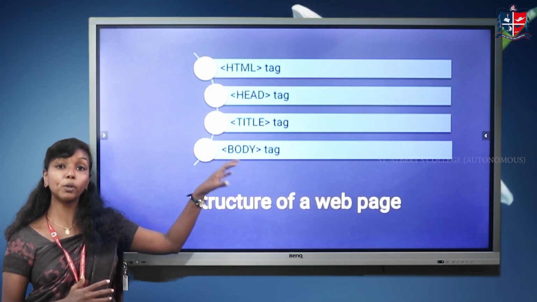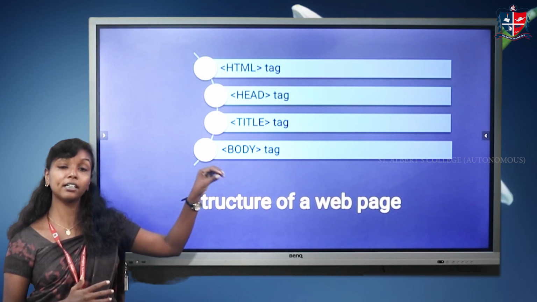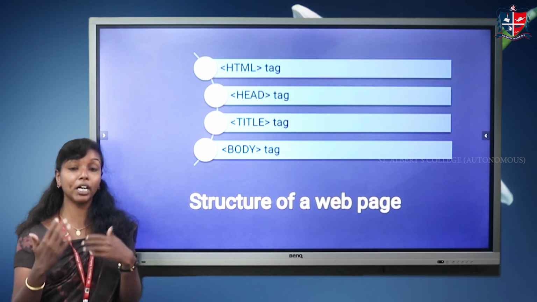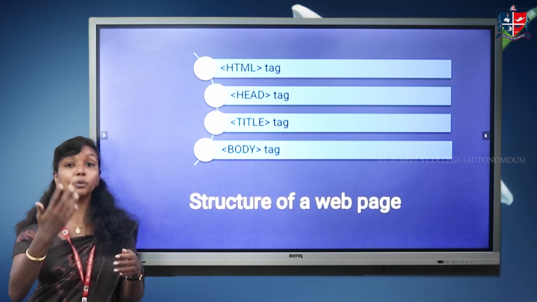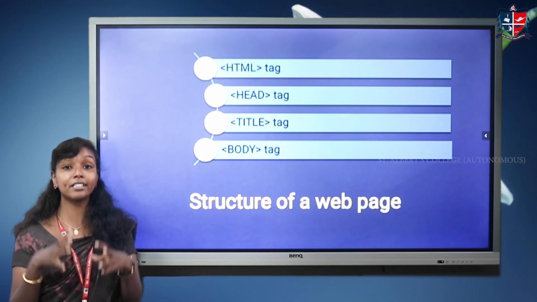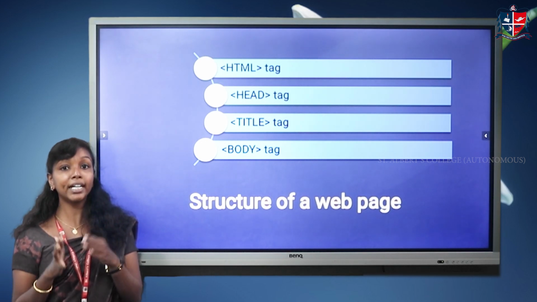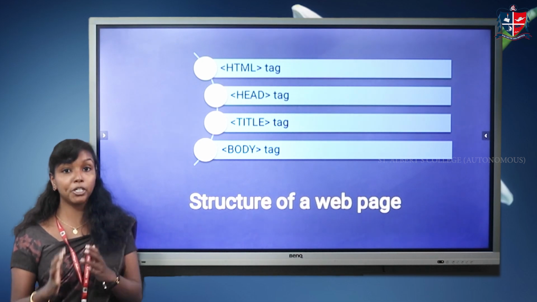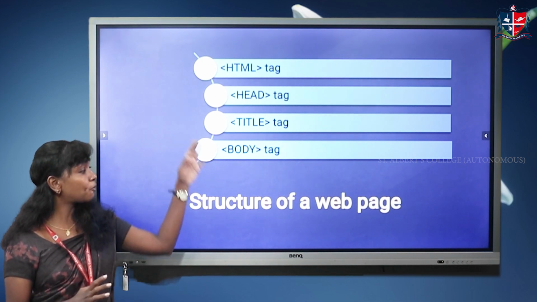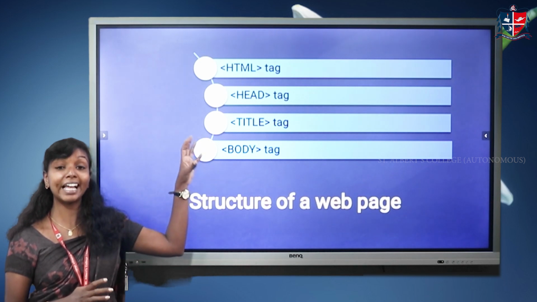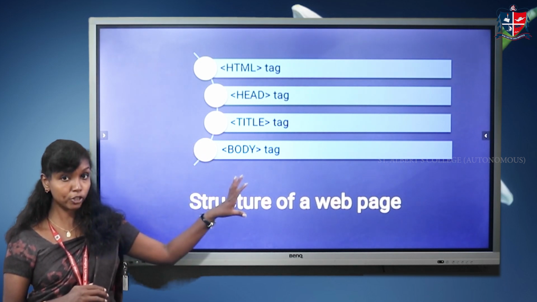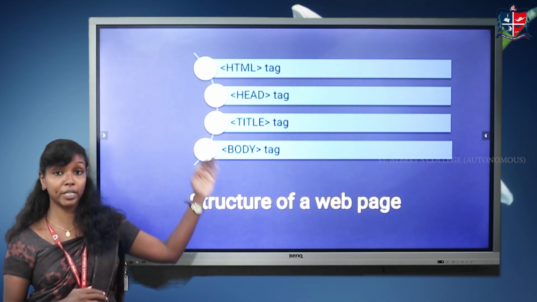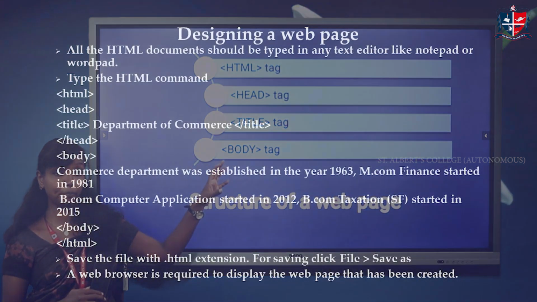Last comes the body tag. In the body tag, we enter the content of the web page. The information that we are trying to put through the web page will be entered in the body tag. So the body tag contains the basic content or information of our web page. These are the four basic elements of a web page. On the basis of these HTML elements, we create a web page.